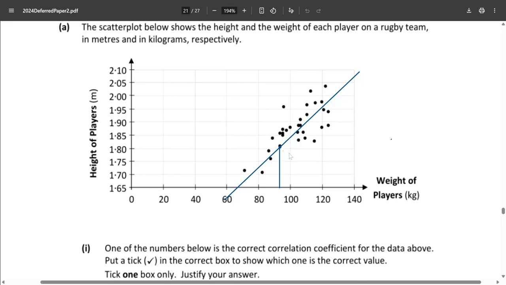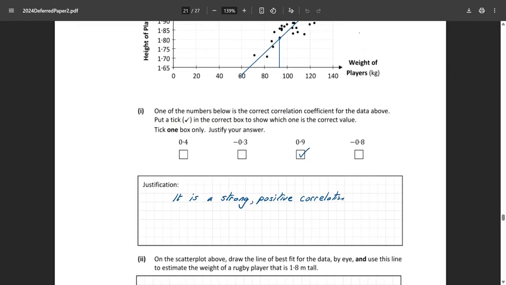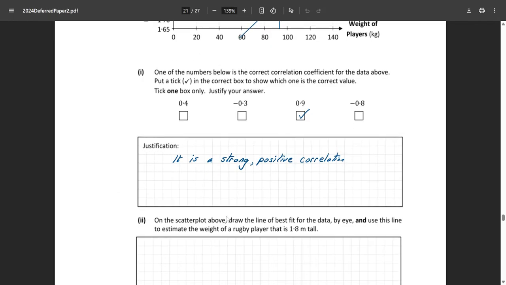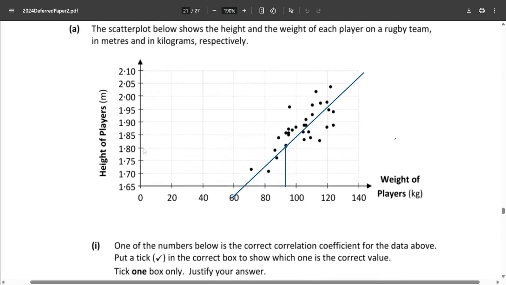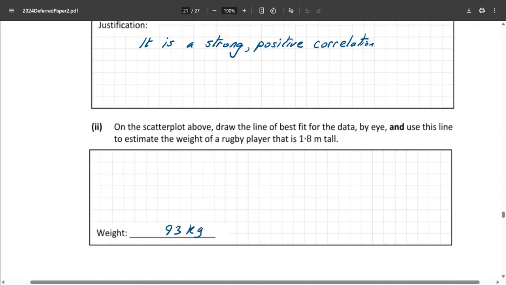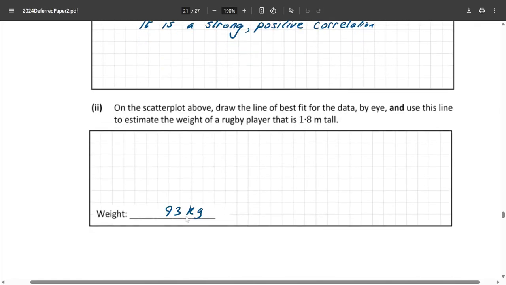The next thing we're asked to do is use the line of best fit to make an estimate from the graph. We're asked to make an estimate for the weight of a rugby player who is 1.8 meters tall. So if we go back and read off the graph, there's 1.8 meters. If you come across and down off the line of best fit, you get this point here. I'm estimating that's about 93 kilograms. If 90 is there halfway, that's about 93. So there's my estimate. Again, as long as you're not too far off, they will allow you full marks there.